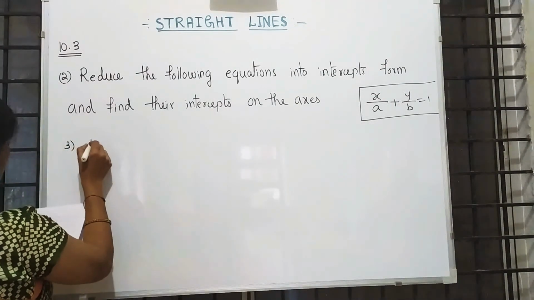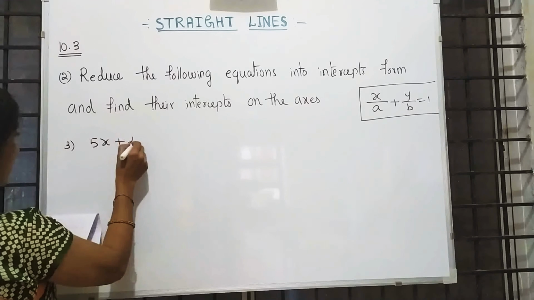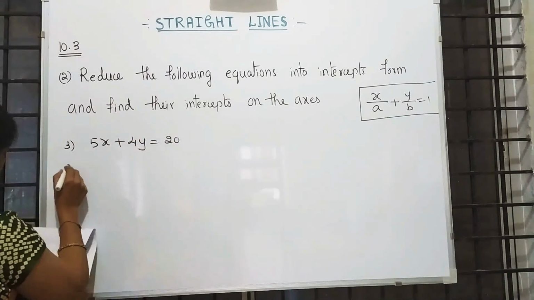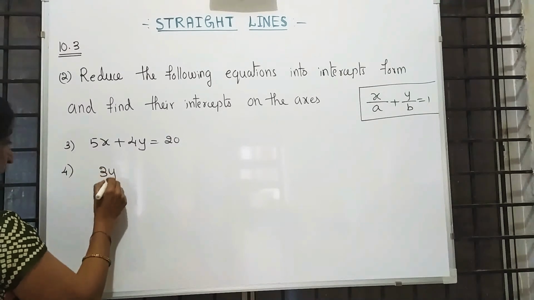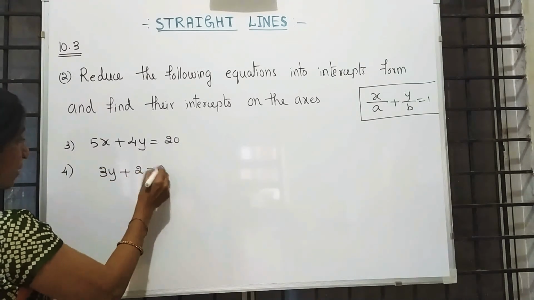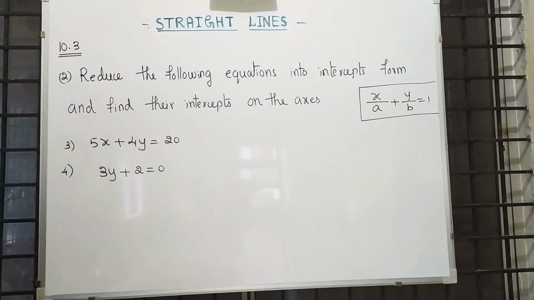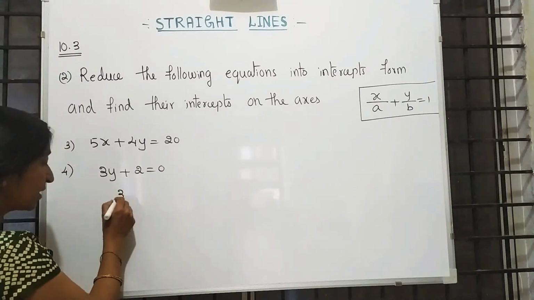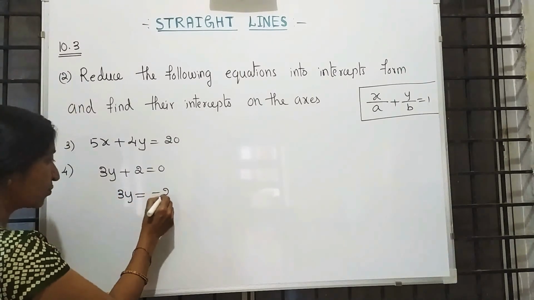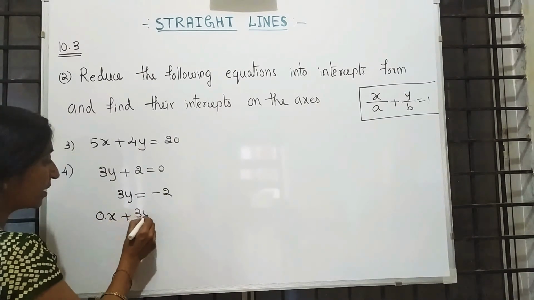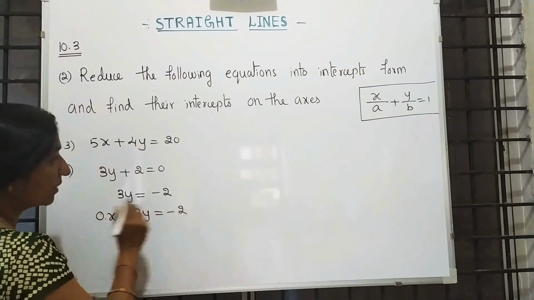5x plus 4y is equal to 20. This question is a homework question. Fourth one, 3y plus 2 is equal to 0. See, we require x and y on the left side, in intercept form. So here first I will write 3y is equal to minus 2. In the next step, 0 into x plus 3 into y is equal to minus 2.